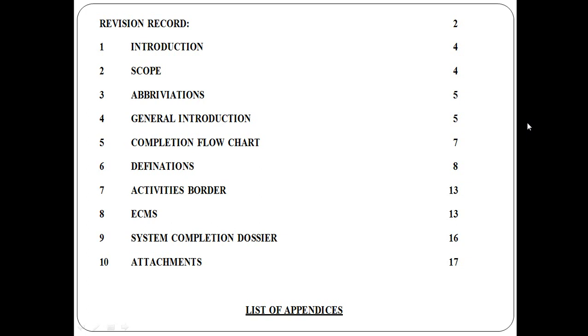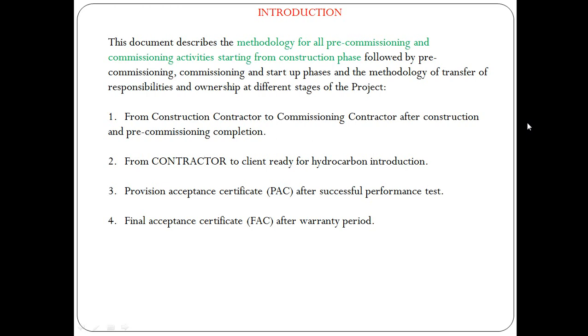Here we have the appendix: introduction, scope, abbreviations, completion flowchart, definitions, activity borders, ECMs, system completion dossiers, and finally the attachments. We talk about the introduction. As you see, we describe the methodology for the pre-commissioning and commissioning activities, and we talk about the duties and roles of each discipline, starting from the contractor, the owner and the client.